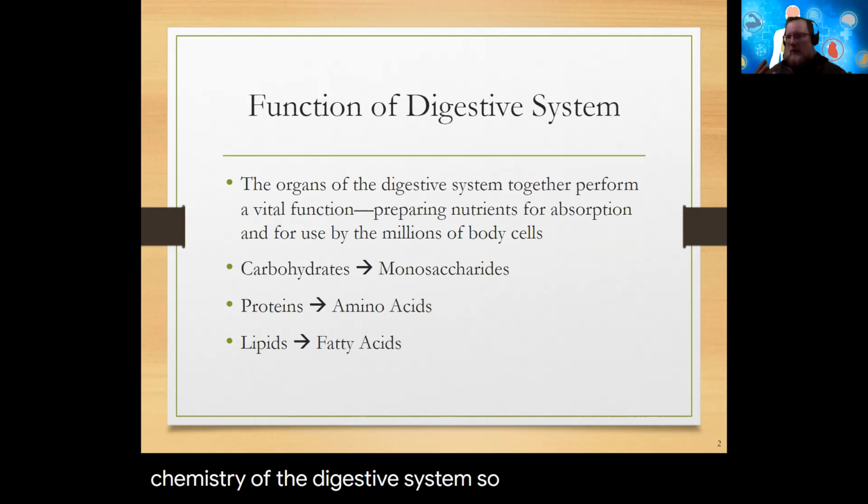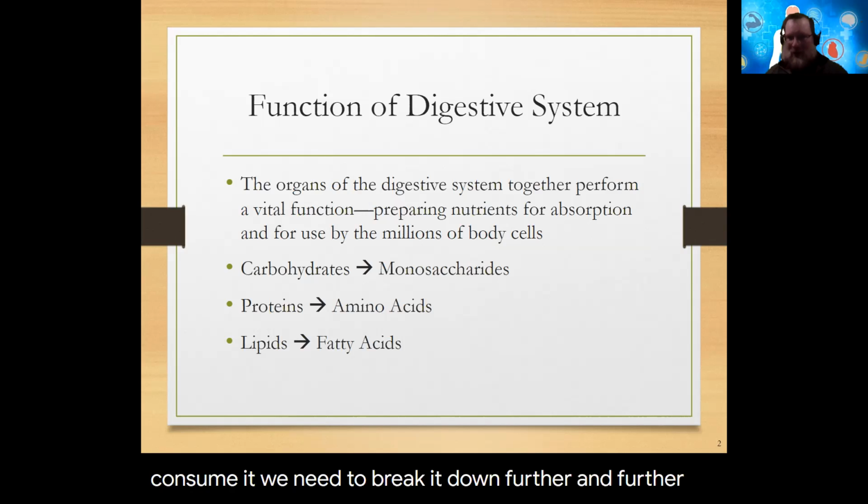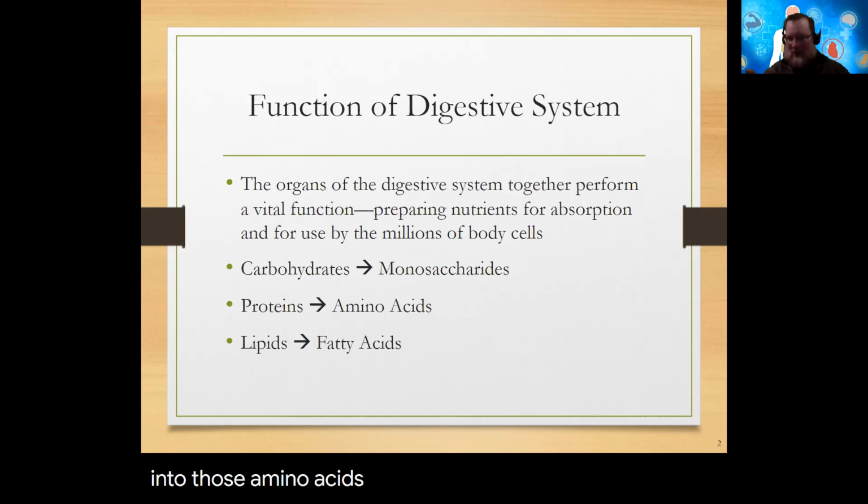Again, we're dealing with the three biggies: carbs, proteins, and fats. How do we get carbs, proteins, and fats out to those mitochondria, ribosomes, rough ER, and smooth ER? Well, we need the blood to be able to do that. How do we get these into the bloodstream? How do I get the piece of steak broken into amino acids for my ribosomes to start synthesizing proteins? That's a lot of steps. So we need to consume it, break it down further and further into those amino acids, and then have some sort of pathway of delivery to get those amino acids into the bloodstream.